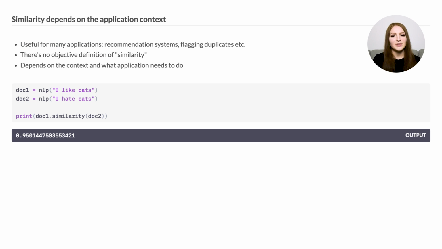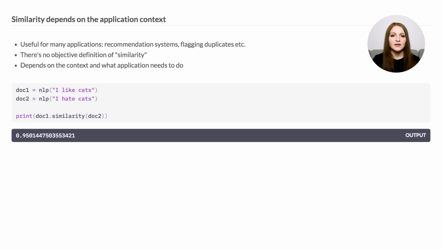Predicting similarity can be useful for many types of applications. For example, to recommend a user similar texts based on the ones they have read. It can also be helpful to flag duplicate content, like posts on an online platform. However, it's important to keep in mind that there's no objective definition of what's similar and what isn't. It always depends on the context and what your application needs to do.